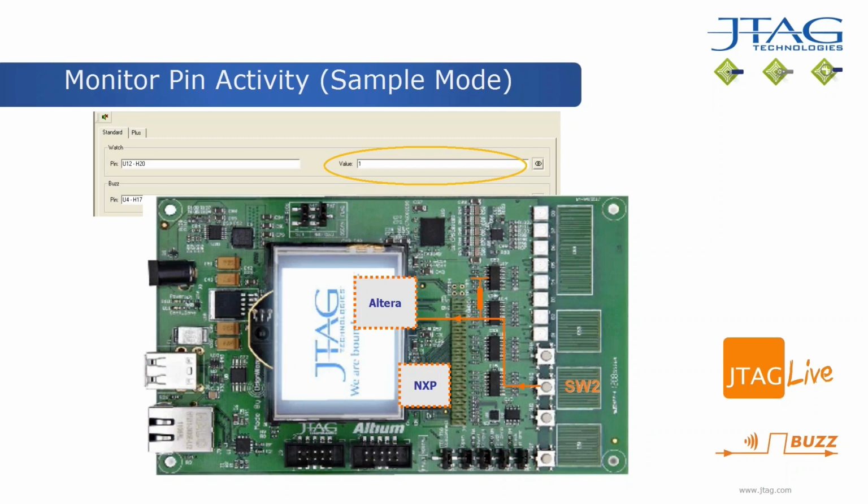So that's what this watch feature of buzz does here. And so if you were to toggle this switch SW2 here, you'd be able to see the value toggle in the watch window. So simple as that, really. It allows you to see if a pin is either static or toggling high, toggling low. And we will be enhancing buzz actually soon to improve that capability to offer more pin monitoring.